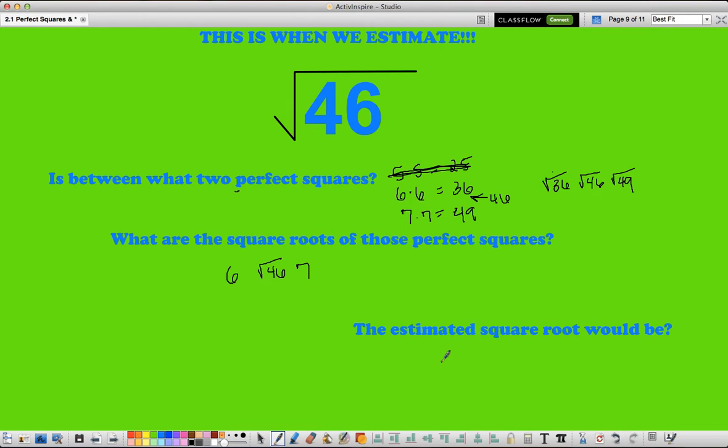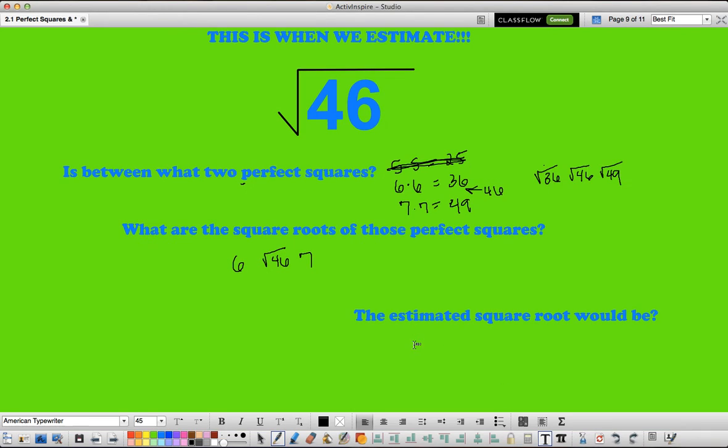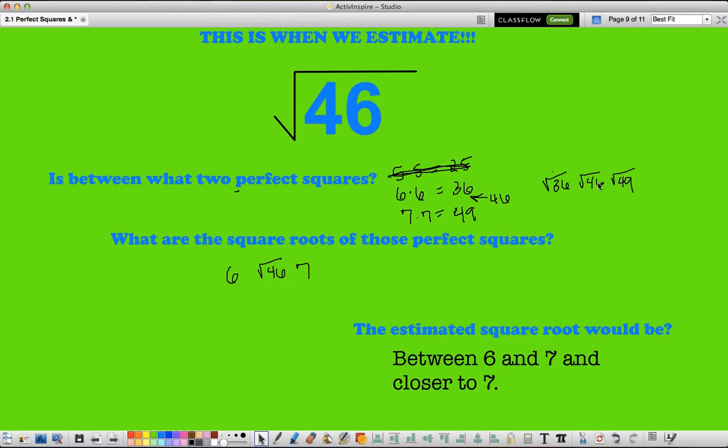Okay, so then what you would say is the estimated square root would be, and I will again type this so it's easier to read, between 6 and 7, and it'd be closer to 7. Now, it's closer to 7 because 46 is closer to 49. So that means its square root is going to be closer to whatever the square root of 49 is. So the square root of 49 is 7, so the square root of 46 is going to be closer to 7.